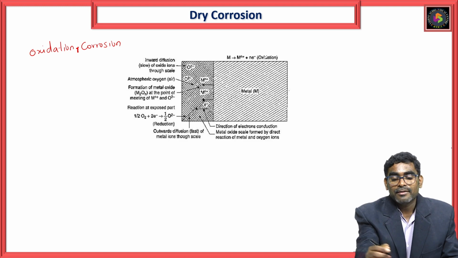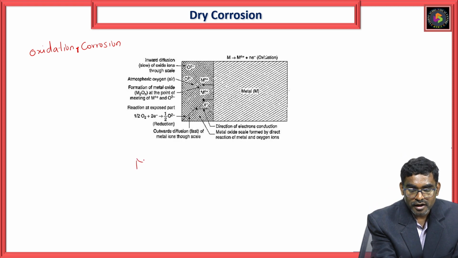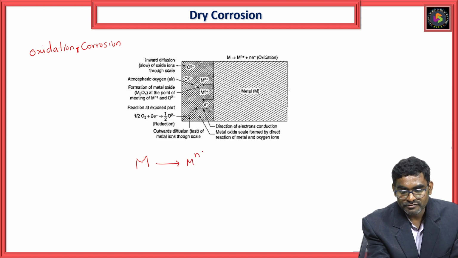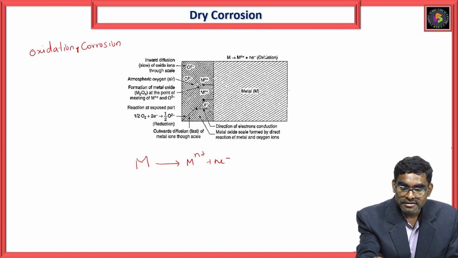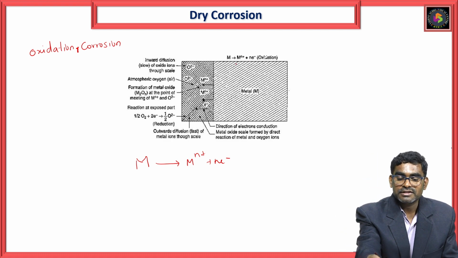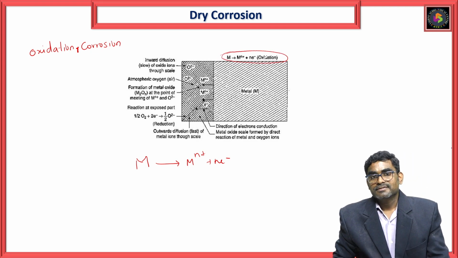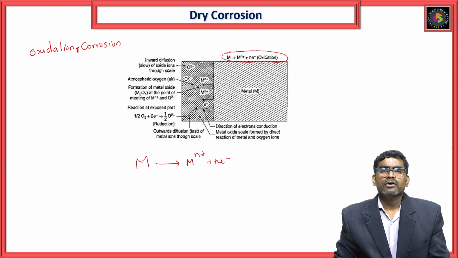So here a chemical reaction with the metal happens. During dry corrosion, a metal reacts with oxygen in the environment and releases some n number of electrons. See here, this is the metallic surface. On the surface, oxidation is going to take place. That is the reason dry corrosion is called oxidation corrosion, because the chemical reaction involved during dry corrosion is oxidation.